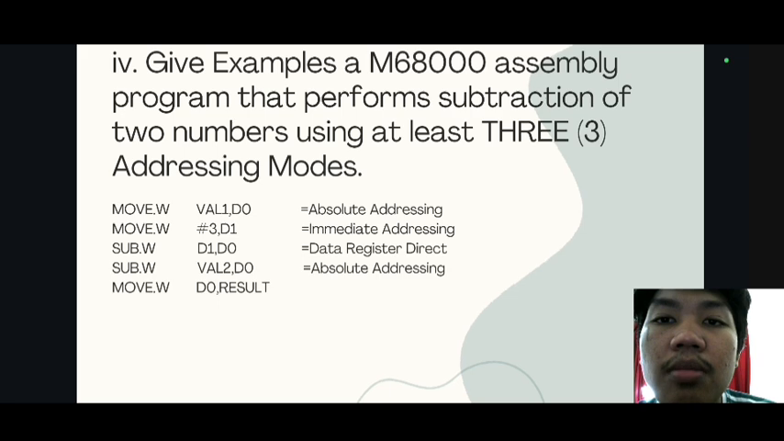Second, we do move.w #3 into D1. We use immediate addressing. Thirdly, we use sub.w D1 into D0 for data register direct. Fourthly, we use sub.w val2 into D0, where we use absolute addressing.